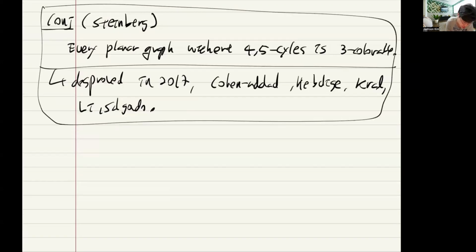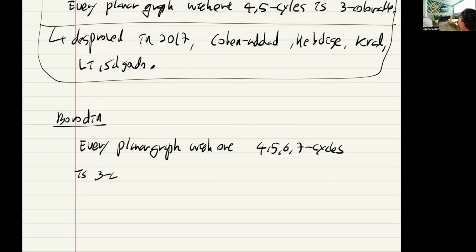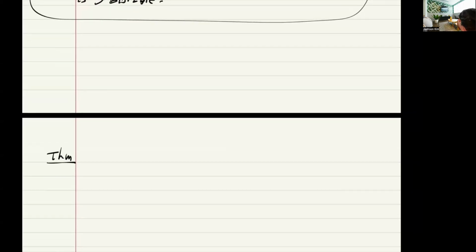But as a weaker result, there is a theorem by Borodin proving that every planar graph without 4, 5, 6, 7 cycles is 3-colorable. Let's prove an even weaker result as an application of this discharging method.